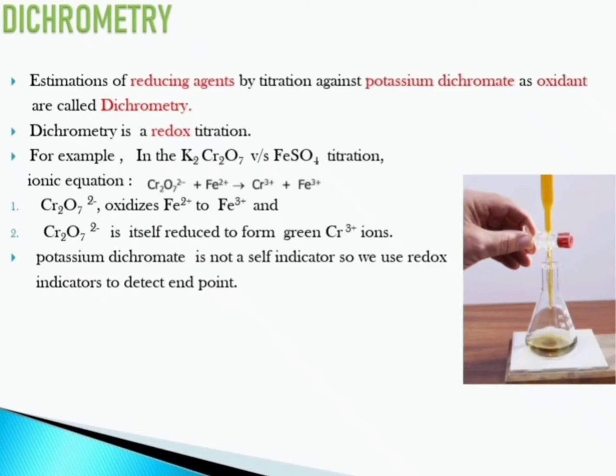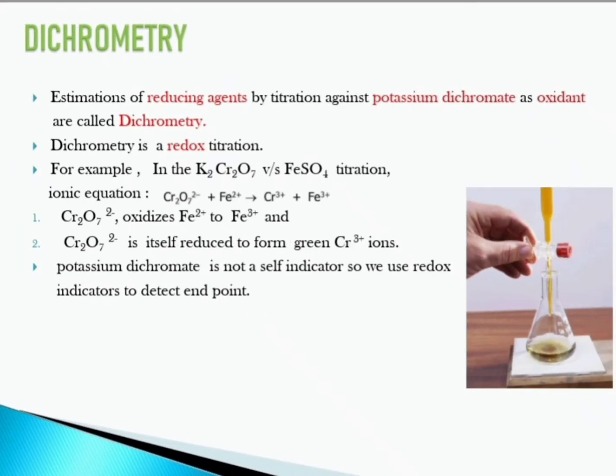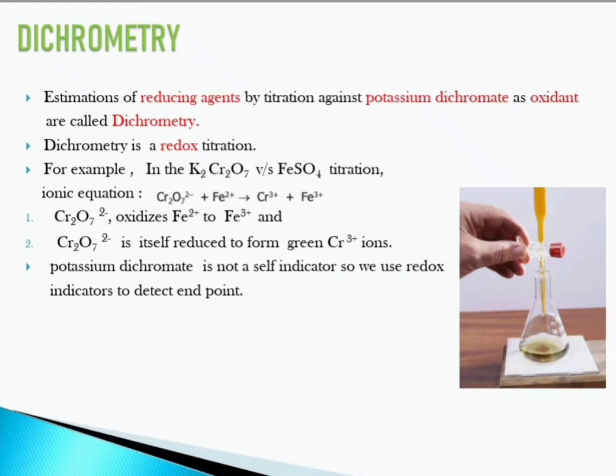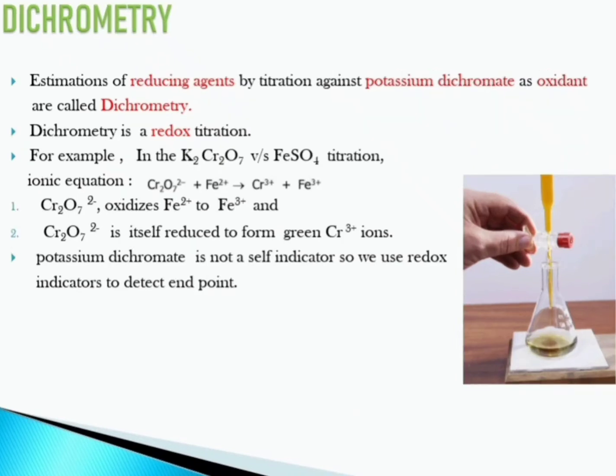We are taking potassium dichromate, the orange color liquid, in the burette, and using it we are estimating the amount of reducing agent present in the conical flask by titrating it against potassium dichromate. Dichrometry is a redox titration. It involves reduction oxidation, i.e. redox titration.